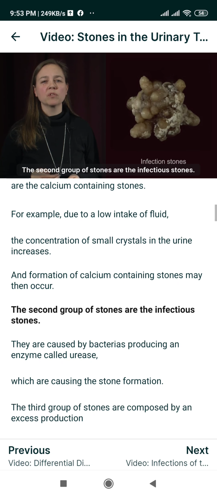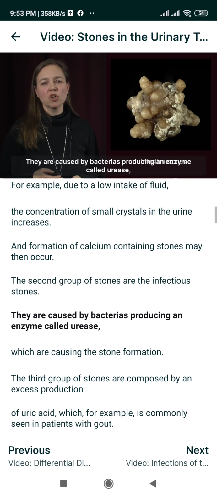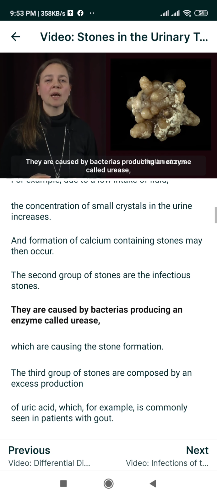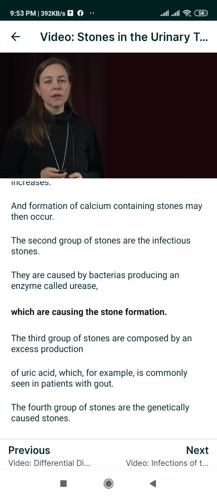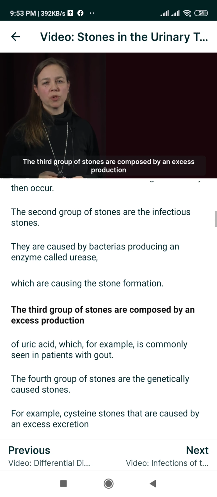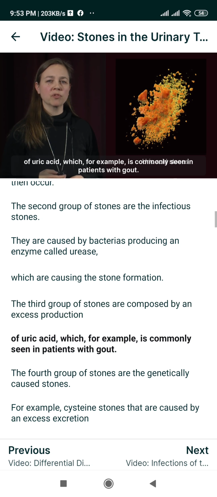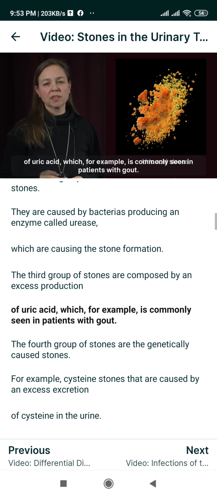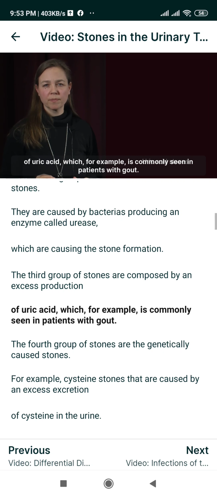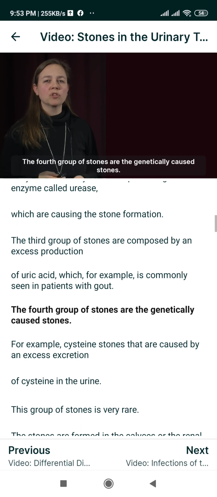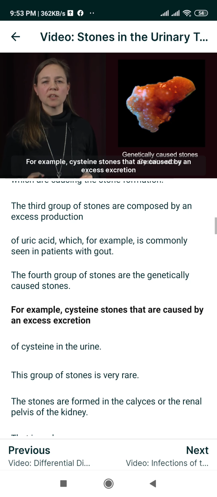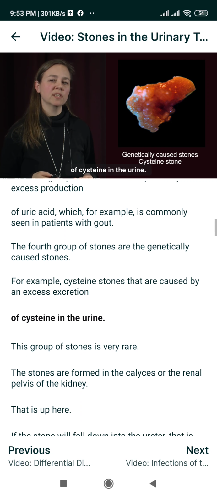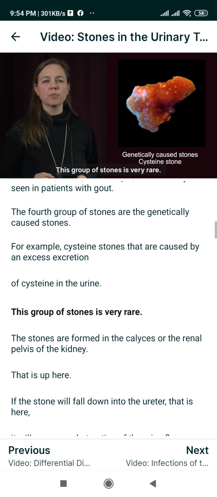The second group of stones are the infectious stones. They are caused by bacteria producing an enzyme called urease, which are causing the stone formation. The third group of stones are composed by an excess production of uric acid, which, for example, is commonly seen in patients with gout. The fourth group of stones are the genetically caused stones. For example, cystine stones that are caused by an excess excretion of cystine in the urine. This group of stones is very rare.